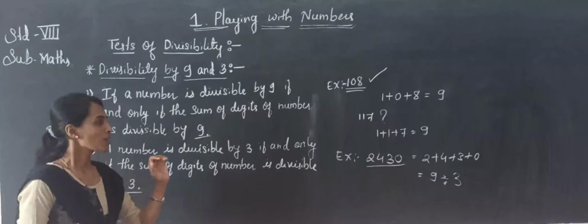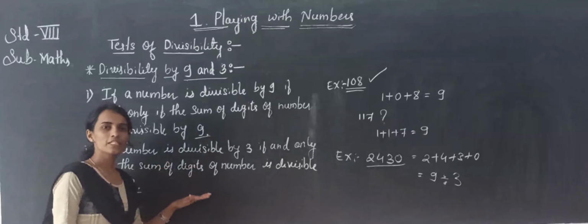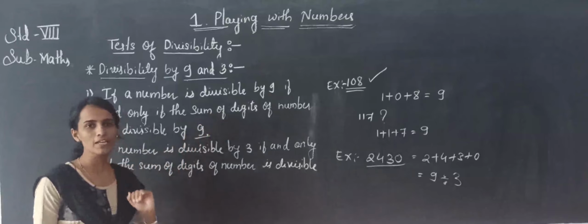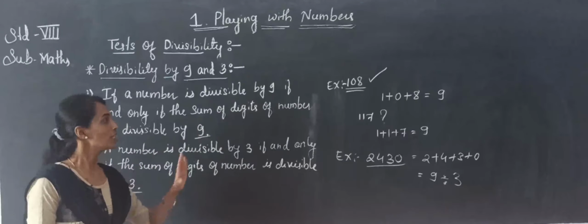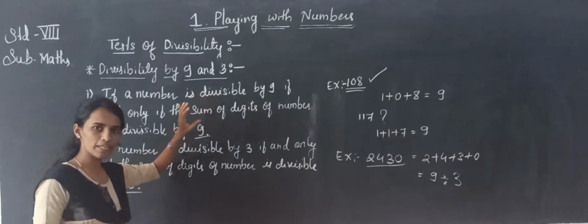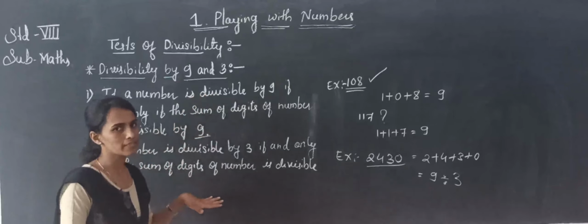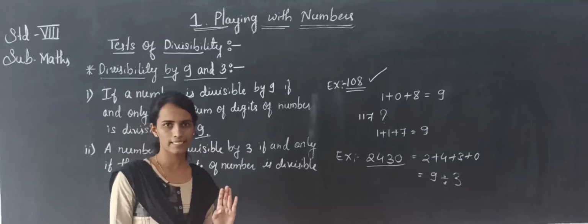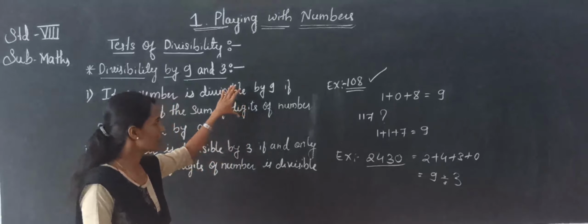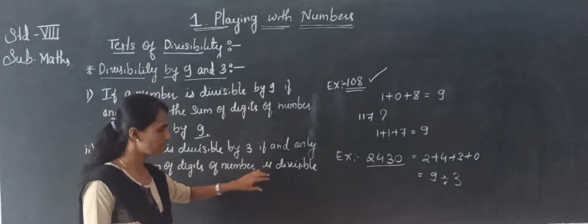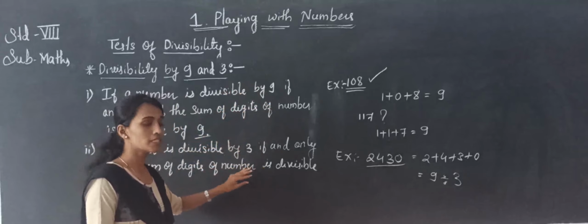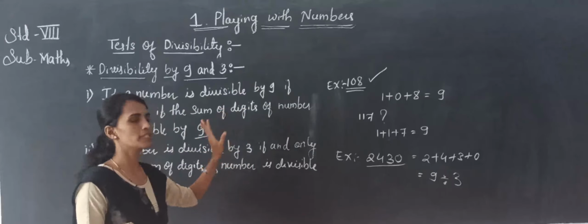One more thing: the numbers which are divisible by 3 are not all divisible by 9. Whichever numbers are divisible by 9 are also divisible by 3. But not all the numbers which are divisible by 3 are divisible by 9.